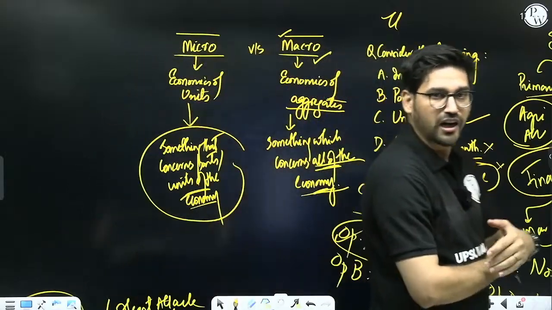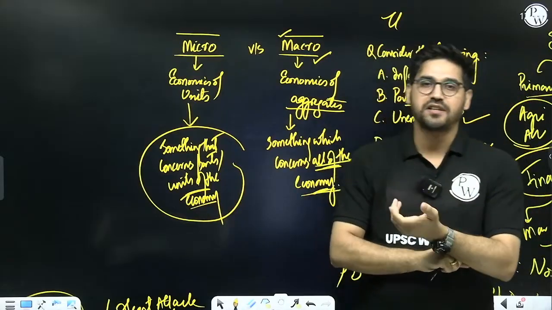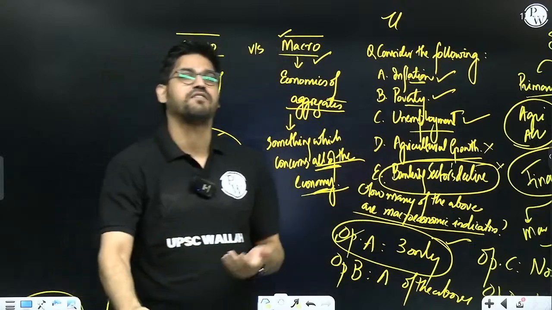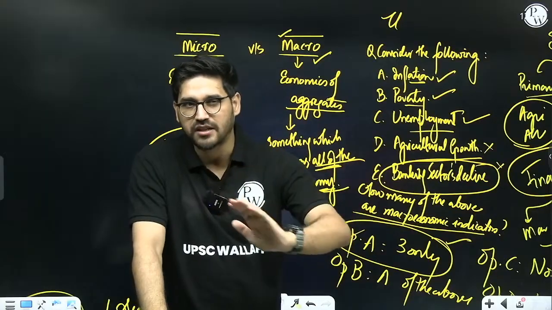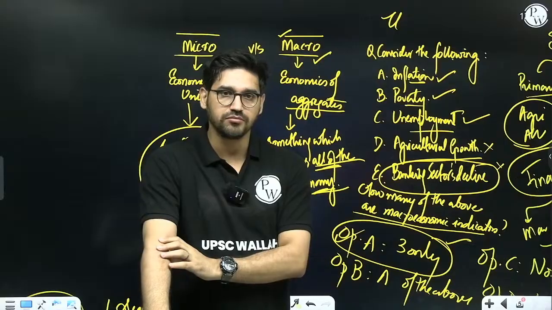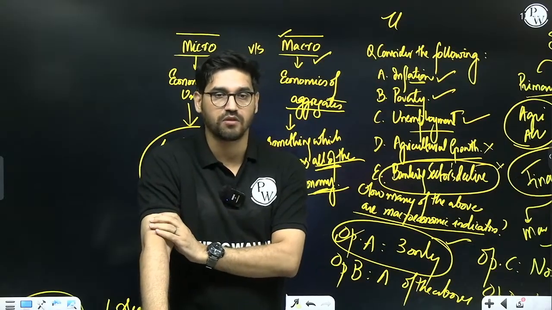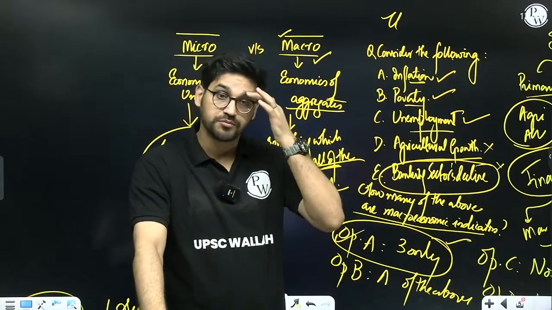I hope over here now it is clear. Infrastructure is macro or micro? Infrastructure, firstly, is not a part of the economy per se, but if you are talking about infrastructure growth, infrastructural development, then macro. Right? Because you're not specifying which kind of infrastructure or which sector's infrastructure or which region's infrastructure. Is it clear?